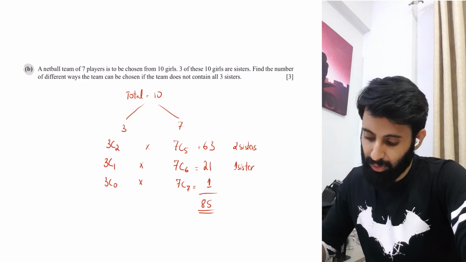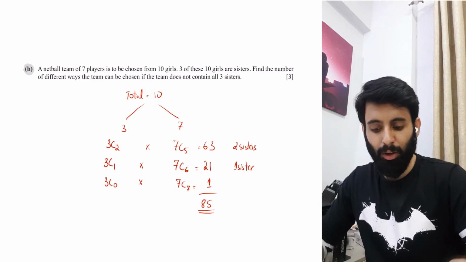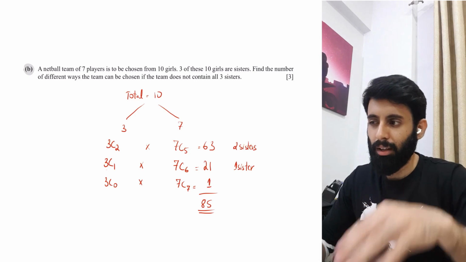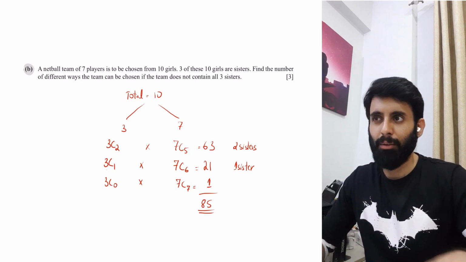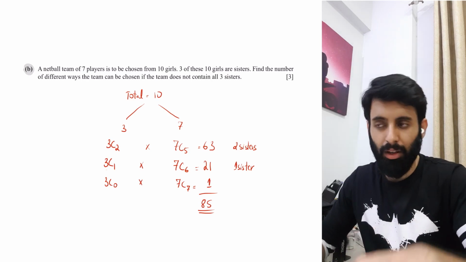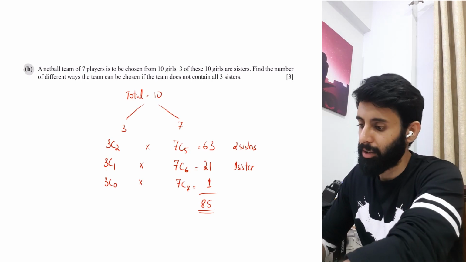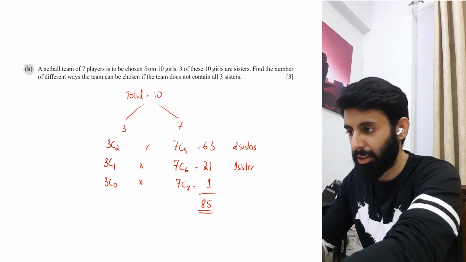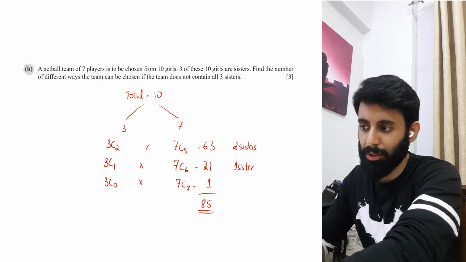But over here things were slightly different. It said does not contain all 3. That means there shouldn't be a scenario where you have all 3 of them, but there can be a scenario where you have 2 out of 3 or 1 out of 3 or none out of 3. So you've got to be able to distinguish.